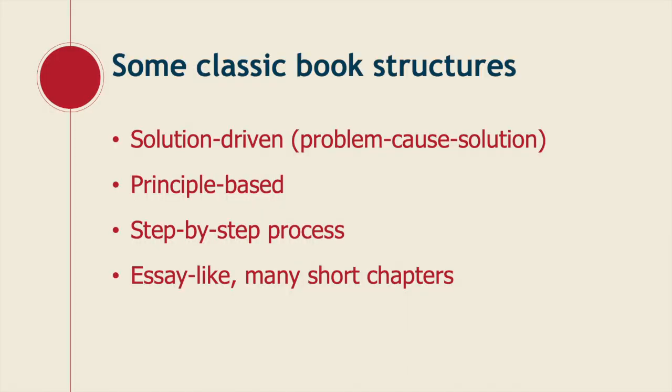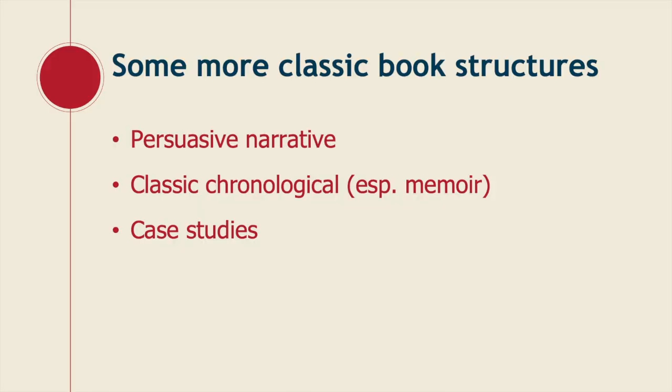There's the essay-like structure with many short chapters. And this is things like Rework or How to Win Friends and Influence People. There's the persuasive narrative, and people like Malcolm Gladwell and Adam Grant gravitate towards that kind of structure. Memoir-driven books often simply take a chronological approach, so books like Shoe Dog. And then there's case study books, things like the $1 Billion Brand Club, which just step through different case studies. So, you've got a shopping list there to choose from, but how do you choose?